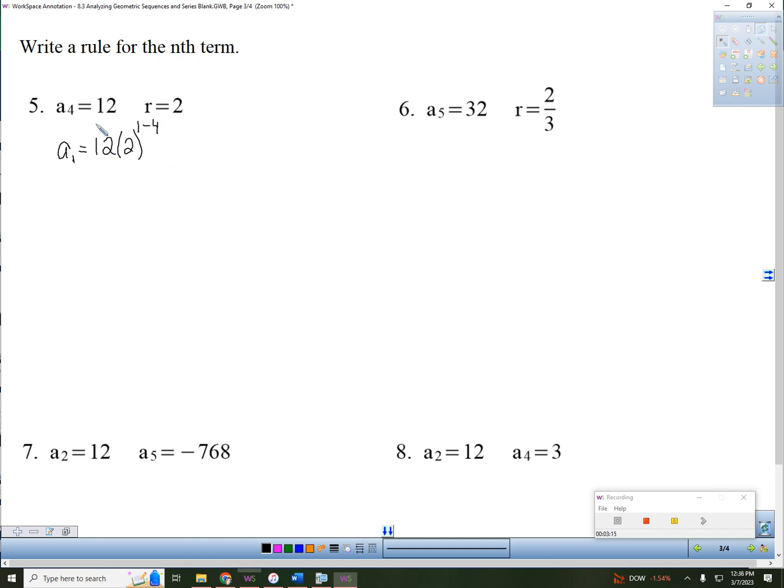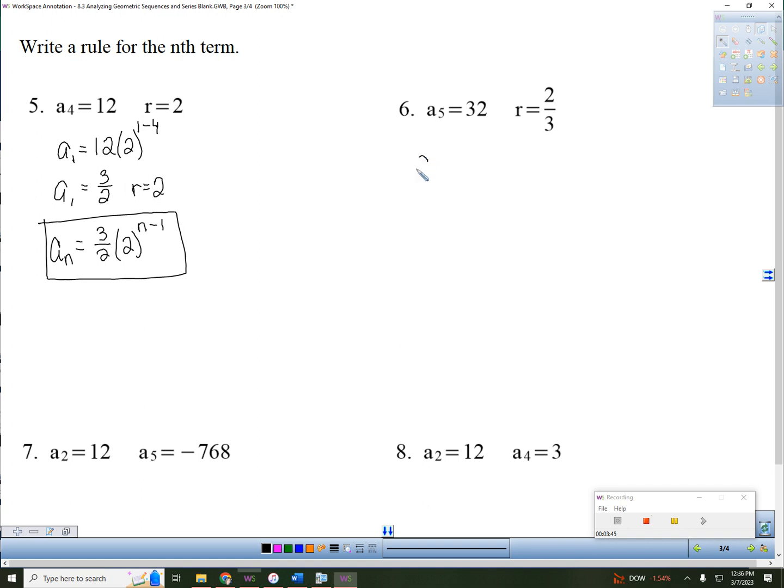You can plug that directly into your calculator, and it will tell you that your first term is going to be 3/2. Then you have your r value of 2, and you're ready to write the equation. So a sub n is equal to the first term times the ratio raised to the n minus 1.